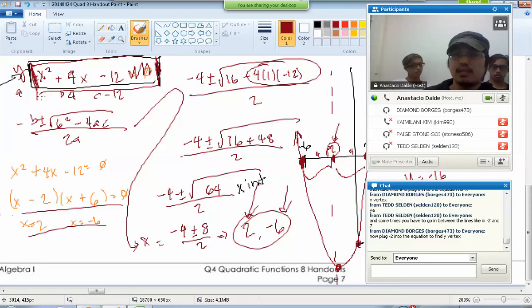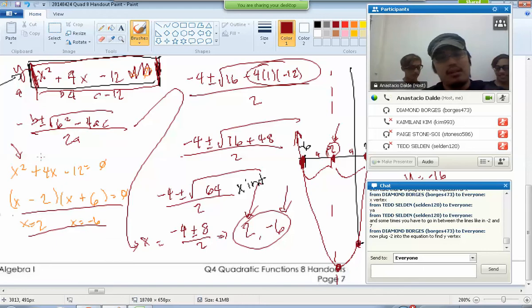If you wanted to find the y-intercept, that was easy. All you have to do is plug in x equals 0 into your equation, and you'll get y equals negative 12. We're good there. If you want to find where the vertex is, and all you know is the quadratic equation, then I would figure out the x-coordinate of the vertex by averaging the two intercepts.